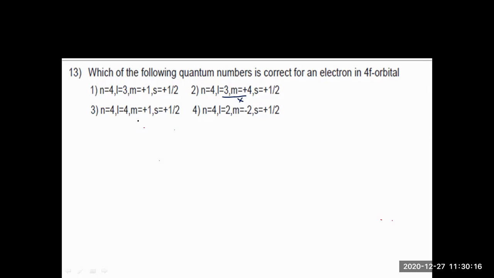So fine. In third option, what is not correct? It should be from 0 to n minus 1. So when N is equal to 4, L maximum value should be 3, not 4. What is not correct in option 4? Sir, they have asked for 4f orbital, but they have given 4p orbital. Fantastic. It is d actually. Okay, sir, d. So they have actually asked for 4f, so this is wrong. So option 1 is correct.